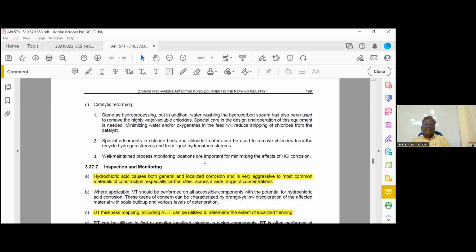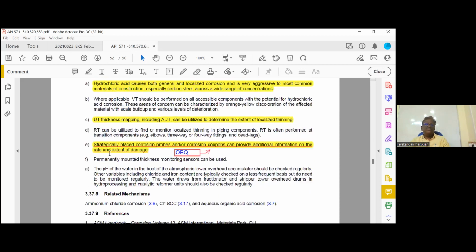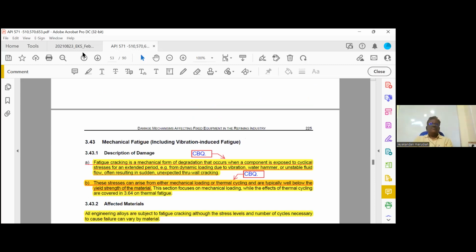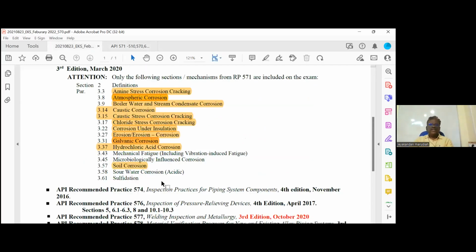Then NDT, if you go to the next page, strategically placed corrosion probes or corrosion coupons can provide additional information. So you can use corrosion probes or corrosion coupons. That is again an open book question. Now we will go to the next damage mechanism, mechanical fatigue.